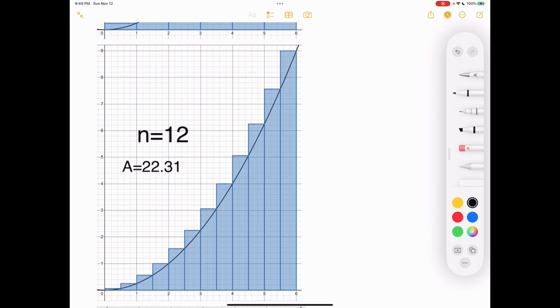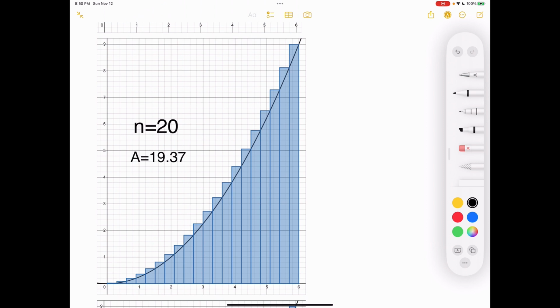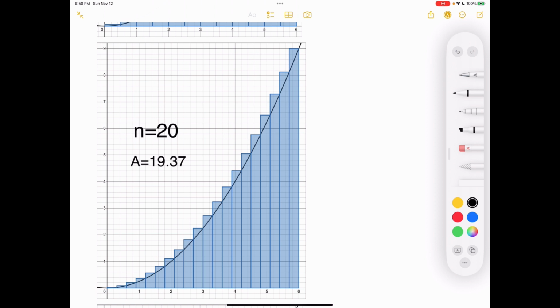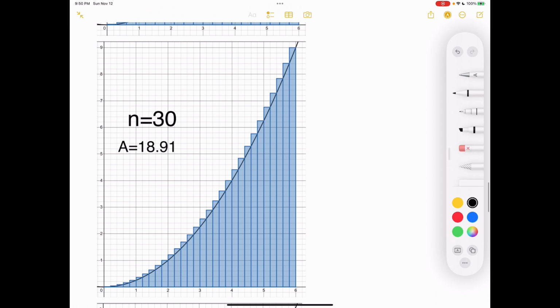Well, notice each rectangle is still hanging out over the function, so this is still going to be an overestimate. And in this case, we got an area of 22.31 when we use 12 rectangles. Okay, let's increase our rectangles again. Here we use 20 rectangles. And for this area estimate, we got 19.37. Still an overestimate, as you can clearly see. What about when n equals 30? Well, still an overestimate, but in this area estimate, we got 18.91.